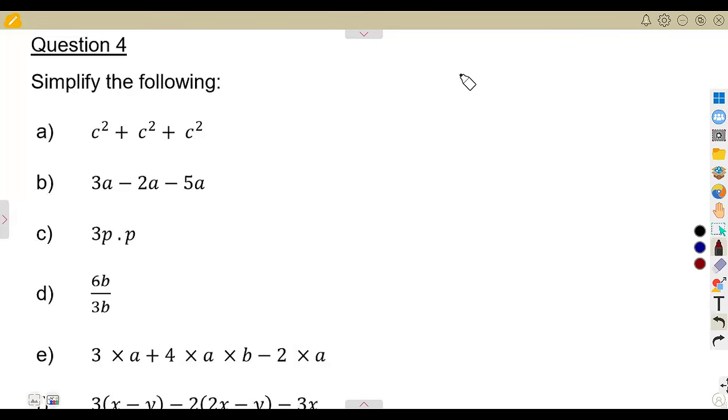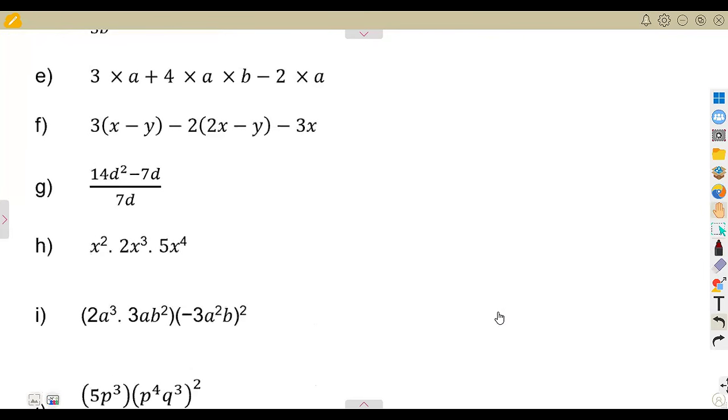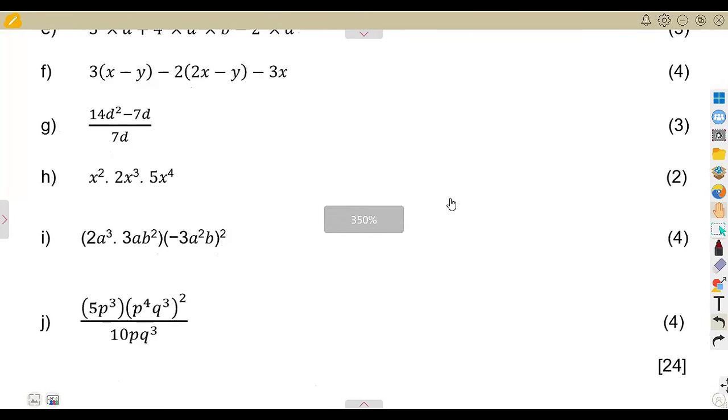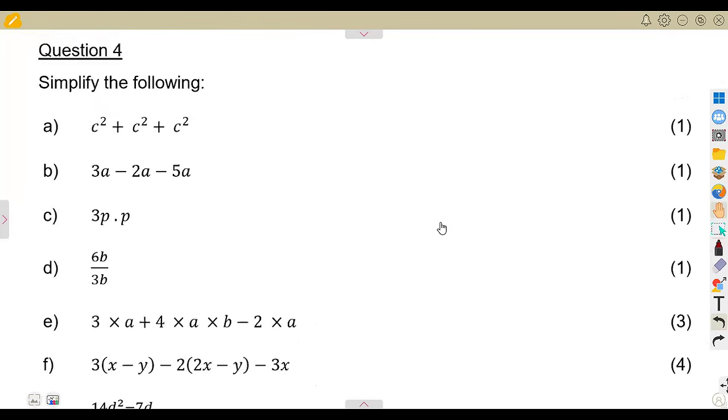So this is a typical exam question that we are going to answer, which was written in the June exam from one of the colleges, the schools, I mean, that we are going to focus on. So this is question number 4. Simplify the following. So we're given different types of questions, and these are the questions that we are going to look into, and that's a whole 24 marks. Okay, so let's see how we're supposed to attempt these typical questions.